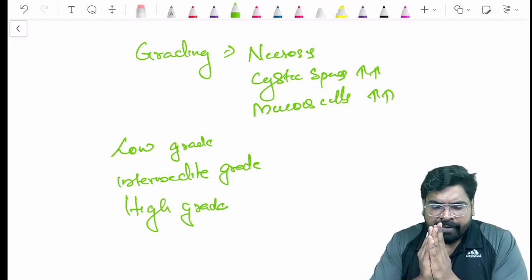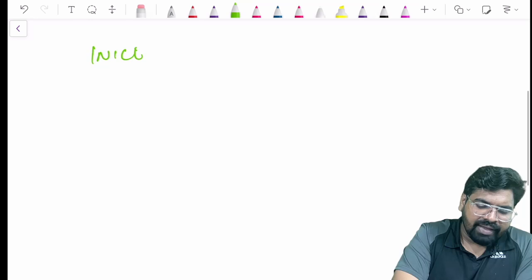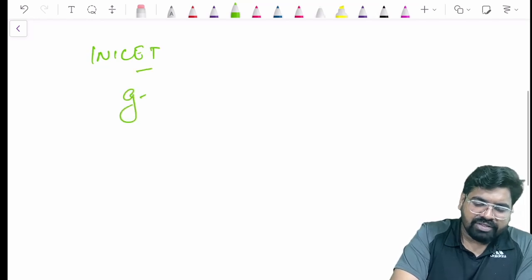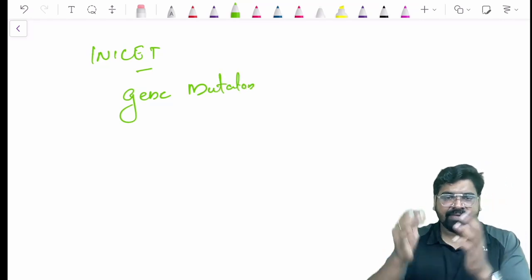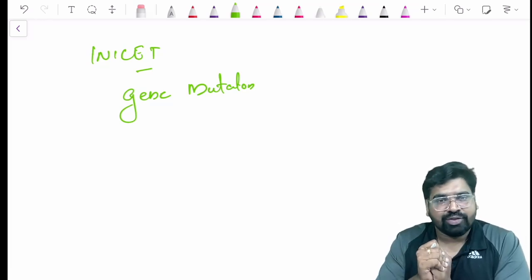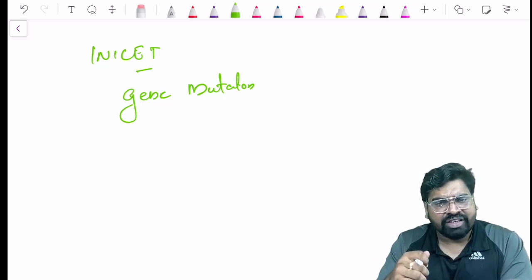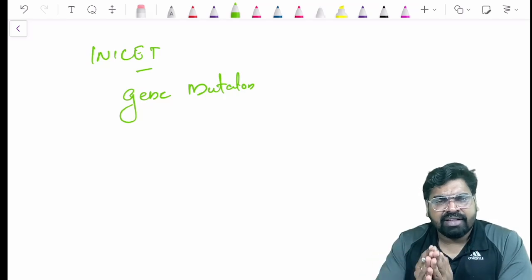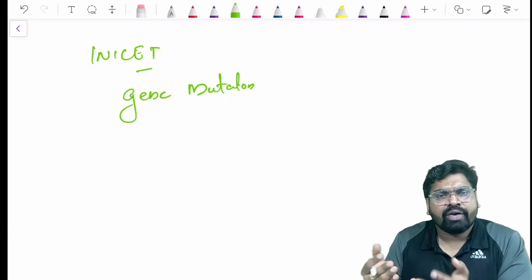And one thing for your INICET people, those who are interested in INICET: what is the gene which is mutated? At the end of the salivary gland session, I will give you a list of gene mutations which are usually seen in salivary gland tumors. You can see that in the FAQ section, where we will discuss the previous year questions, and along with that I have prepared a gist for you for quick revision.